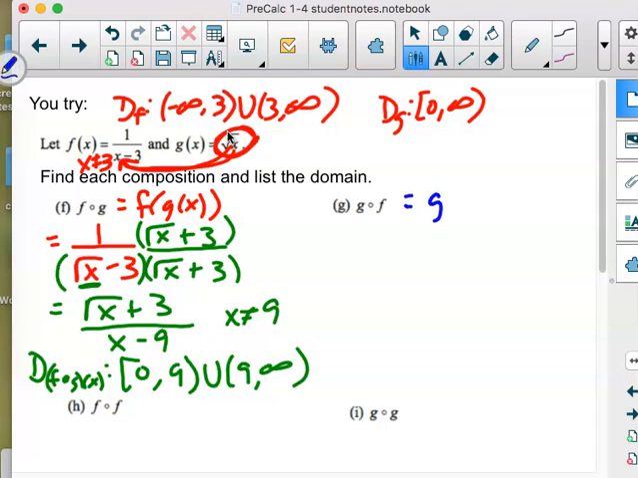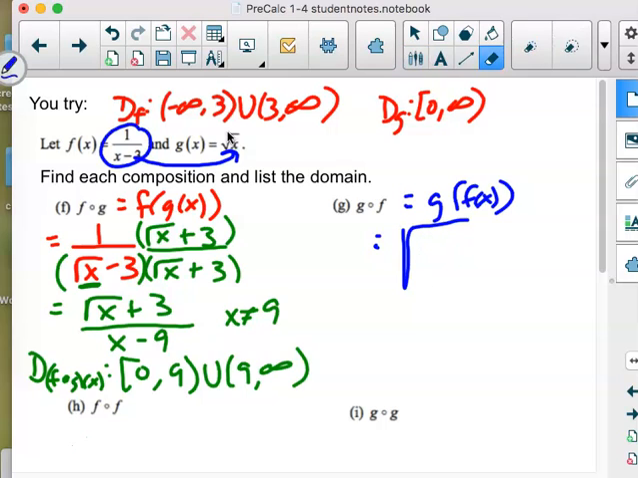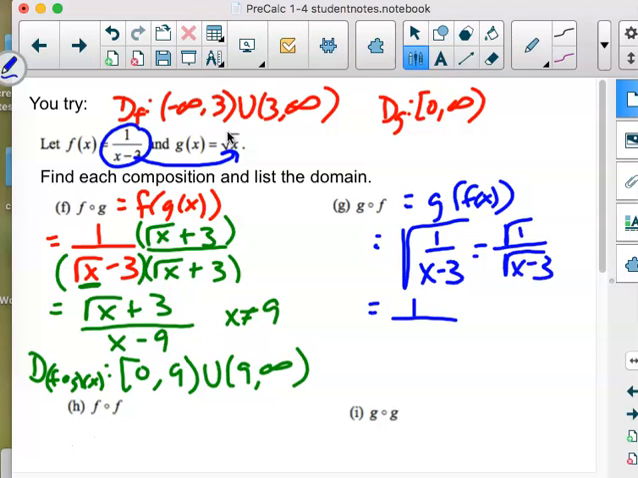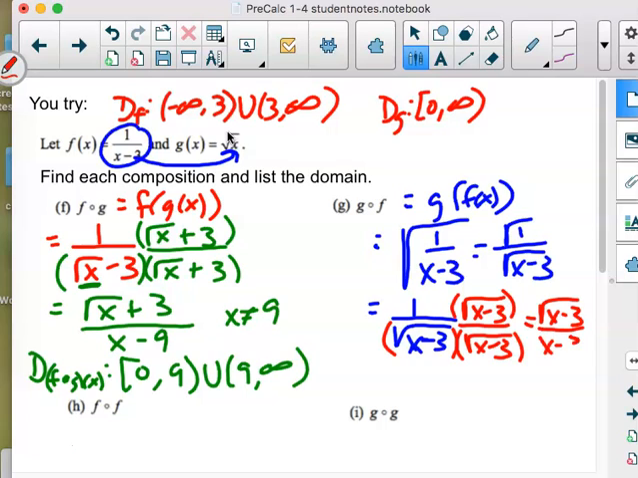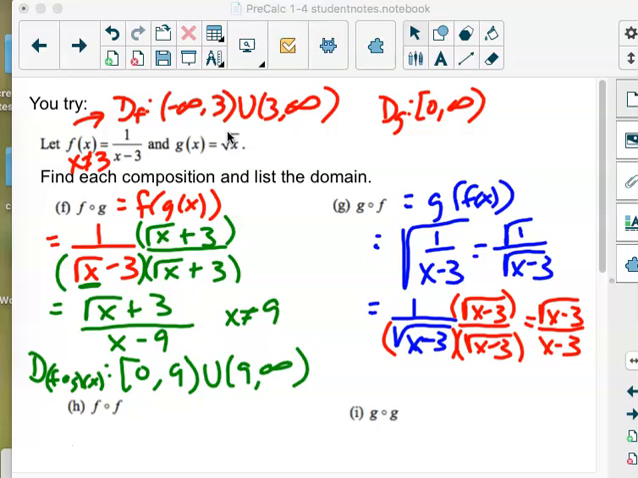G of f. F is going to go into G this time. So this will be the square root of 1 over x minus 3. Well, that's the square root of 1 over the square root of x minus 3, so that'll be 1 over the square root of x minus 3. And again, I realize I've got a new square root down there, so something's happening with the denominator. And I'm going to go ahead and rationalize the denominator and multiply by the square root of x minus 3, because this time everything is underneath that radical. And that will give me the square root of x minus 3 over x minus 3. So now it's time to think about our domain.